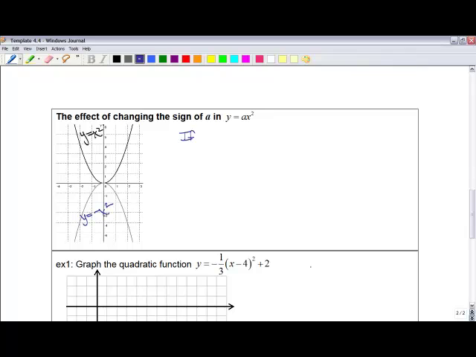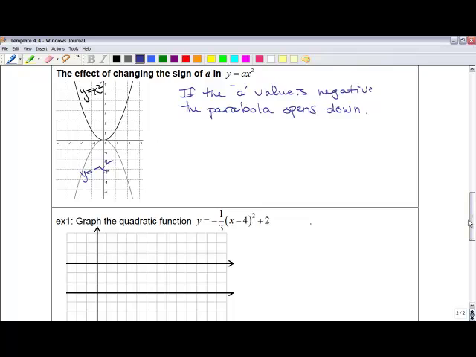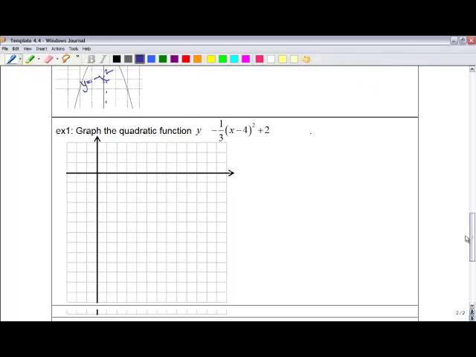If the a value is negative, the parabola opens down. Really, why does it open down? Because we're taking whatever our corresponding y values are and multiplying them by a negative sign. So if it was positive, it gets flipped across and becomes negative. Each of these things separately can be used to graph an equation.